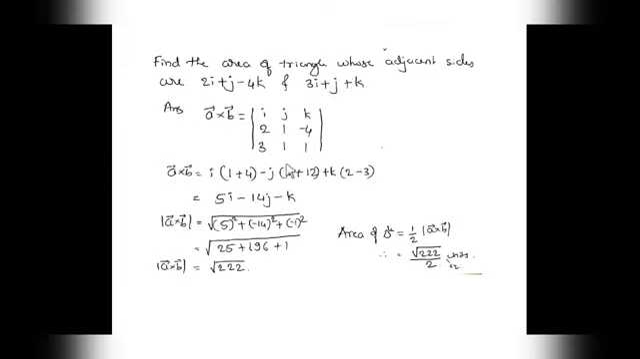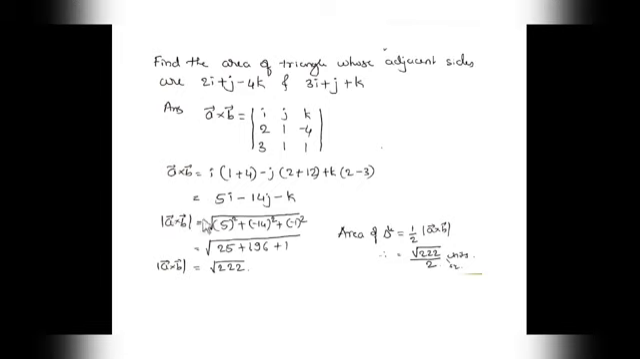Now I'll expand this determinant along the first row. i into 1 minus 4s are minus 4, hence it will become plus 4, minus j into 2 1s are 2, minus 3 minus 4s are minus 12, hence it will become plus 12, plus k into 2 1s are 2, minus 3 1s are 3. 1 plus 4 is 5i, minus 2 plus 12 is 14j, 2 minus 3 is minus 1 into k is minus k.